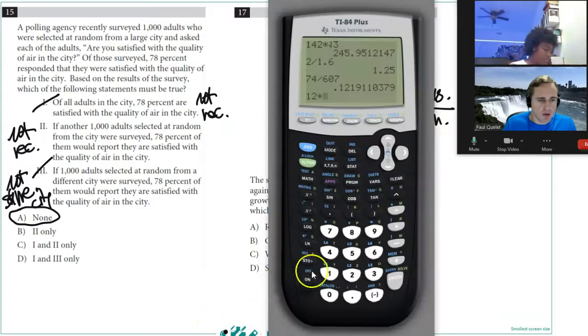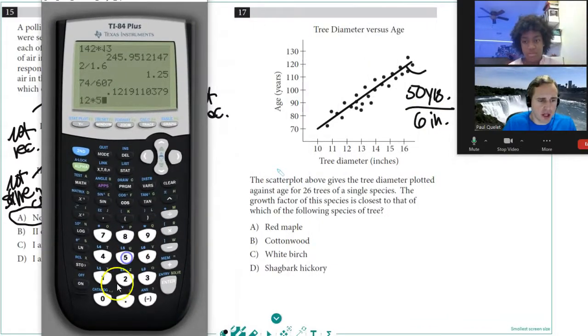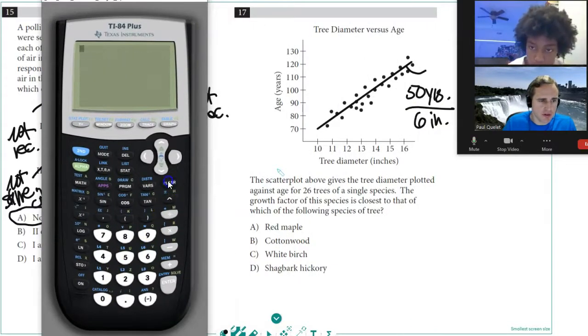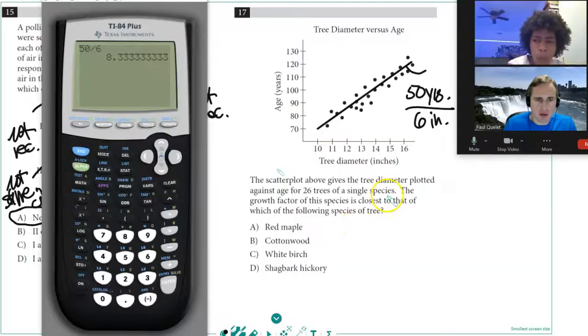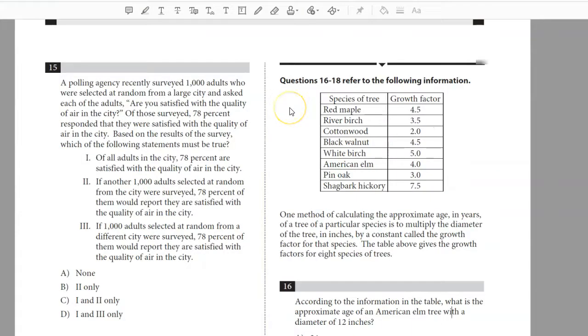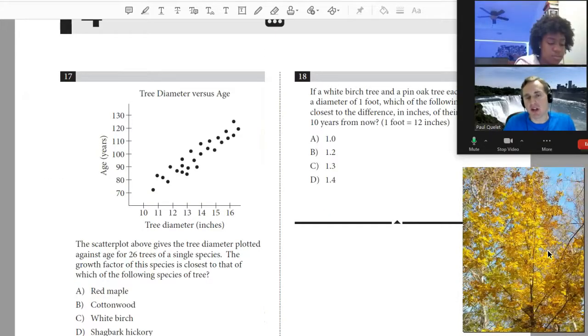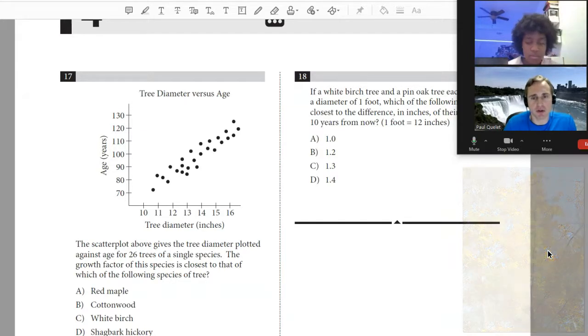So I got 50 over 6, which ends up being for a slope. Whoops. 50 over 6 ends up being about 8.3 repeating. And then we just need to find the associated tree. Shagbark hickory. Is that one of the choices? And by the way, my calculation was slightly larger than anything on the table. Real data might not fit the exact theoretical perfectly, but it has to be the shagbark hickory out of the choices there because it's the closest one that fits that large number.